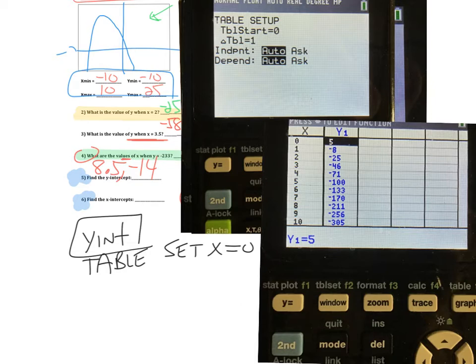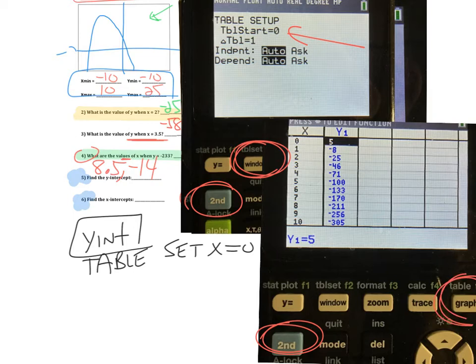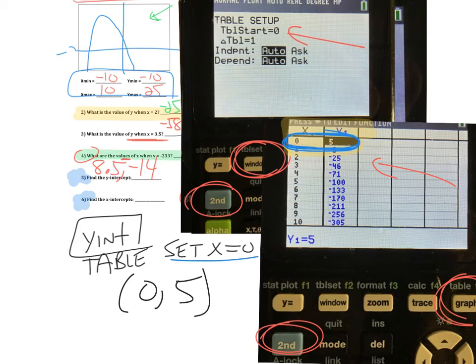So go to second, and then window for table set. Start your table at 0 and make your triangle table 1, so that way it goes up by 1s. And then go to second and graph for table. And here, the coordinates for the y-intercept are 0, 5.